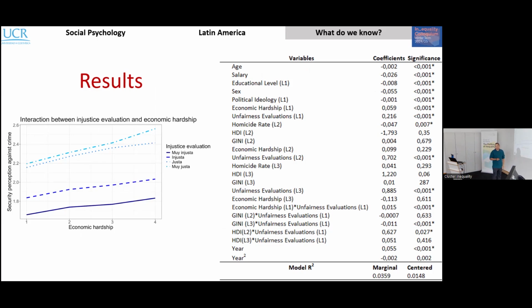So again, if people evaluate inequality as more unfair, people perceive that they are more insecure, or we can say it the other way around. If people evaluate inequality as more fair, people feel more secure in their societies. And when we see the interaction between economic hardship and injustice evaluation, we can see how people that believe that inequality is just and have enough money are the people who feel more secure, and people who evaluate inequality as less fair and have less money are the people who perceive crime to be a serious issue.